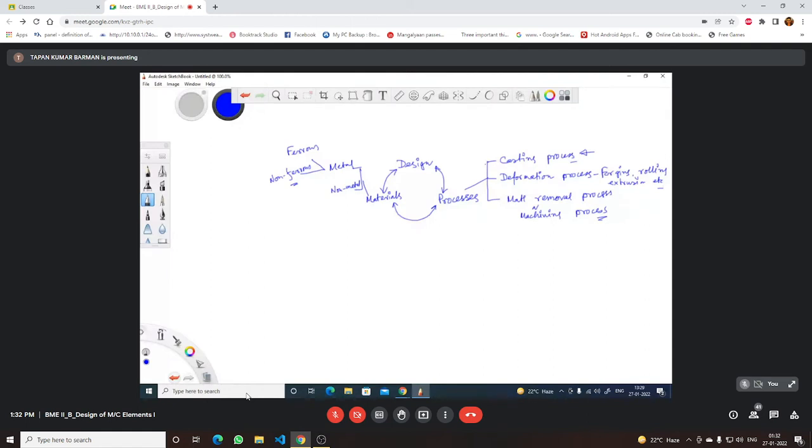Also for material removal processes, as you know, it may be turning, milling, grinding, shaping operation, etc. Understand? Now, when we try to select the material, when we try to select the processes, what are the parameters we should consider?